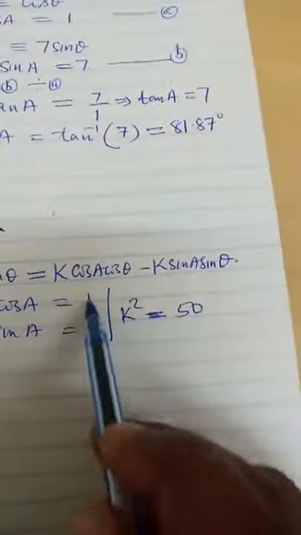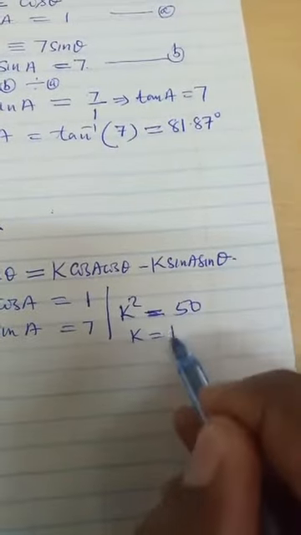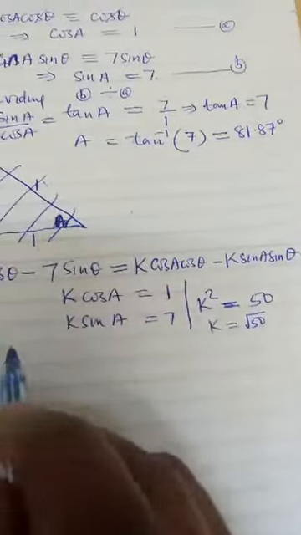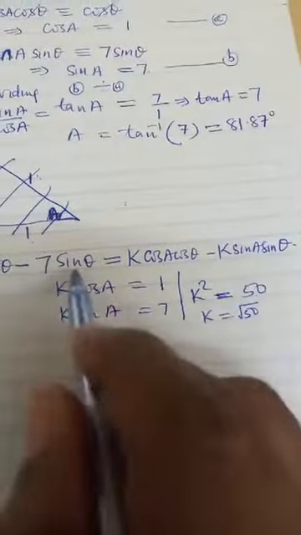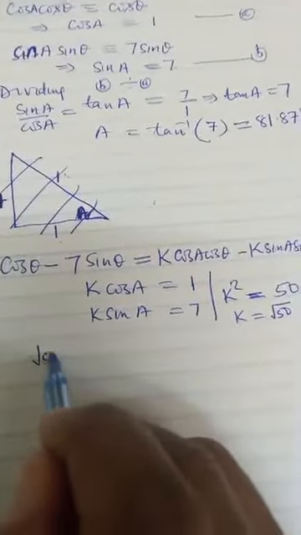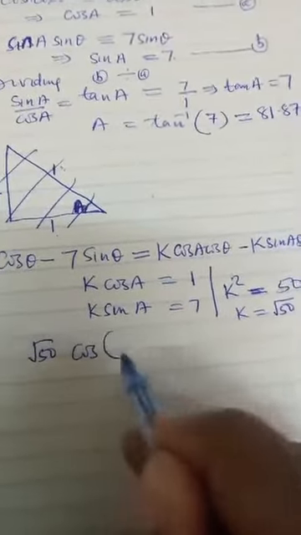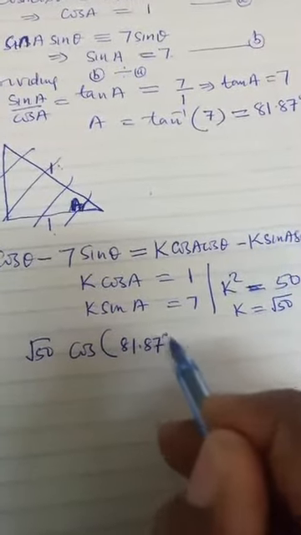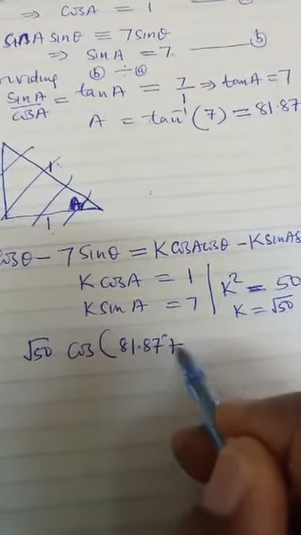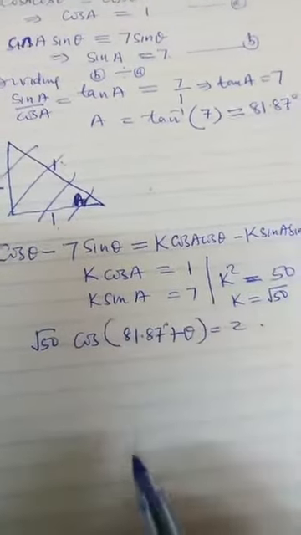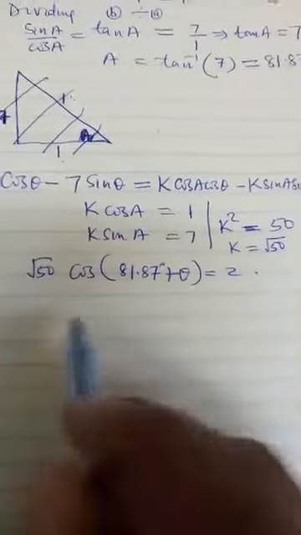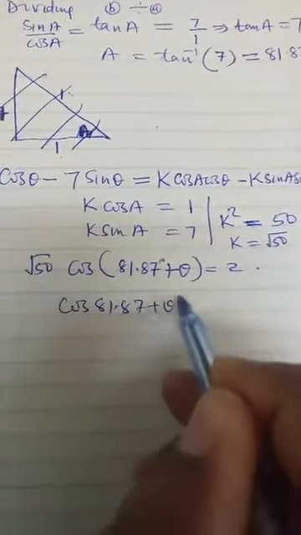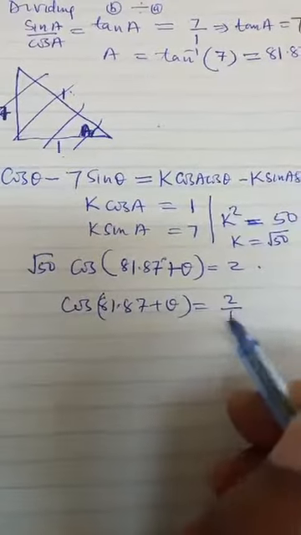That is 1 plus 7 squared. So k will be equal to the square root of 50. Now if I use that approach, my expansion, which is root 50 into cos of my A, which I can take as 81.87, plus theta, should be equal to 2. So I want to get the values of theta. It means 81.87 plus theta should be equal to 2 out of root 50.